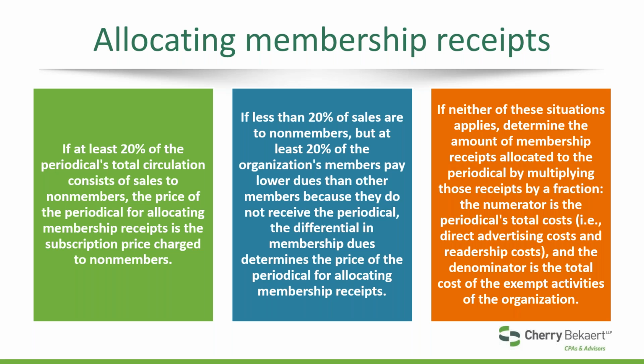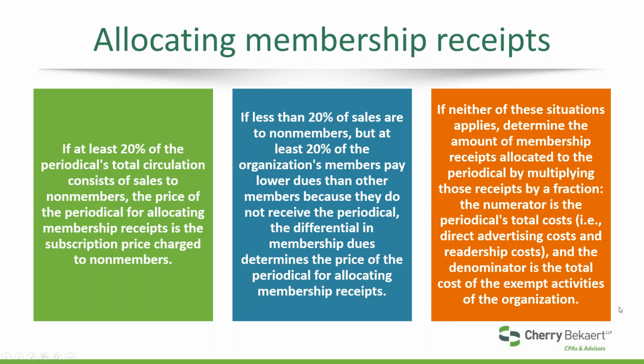which is where you look at what the expenses are of the exempt activities of the organization, and you prorate a percentage of the expenses based on what the expenses are to create the periodical. That's the numerator, and then the denominator is the total exempt activities. And so when you multiply that by the membership dues, you're coming up with an allocation of the membership dues revenue to the periodical based on the proportion of expenses the periodical bears to the total exempt activity expenses.